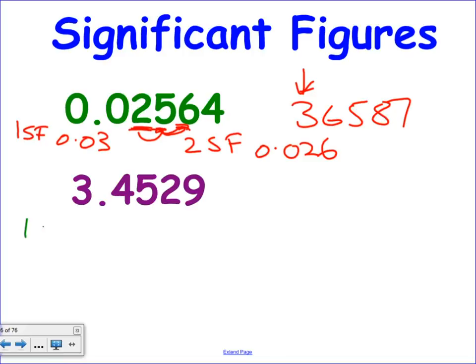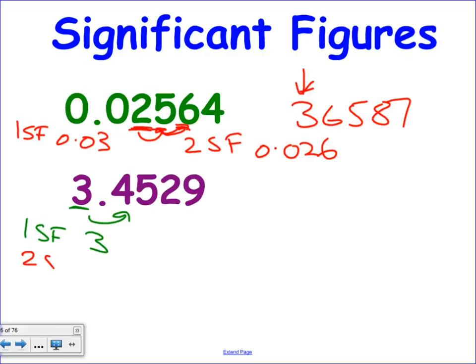Good. If you get a mixture of whole numbers and decimals, then the whole number takes precedence. So if you were doing it to 1 significant figure, you go straight to the 3. You'd look at this and you'd say, stick at 3. So you can just write the number 3. Everything after it's irrelevant to 1 significant figure.